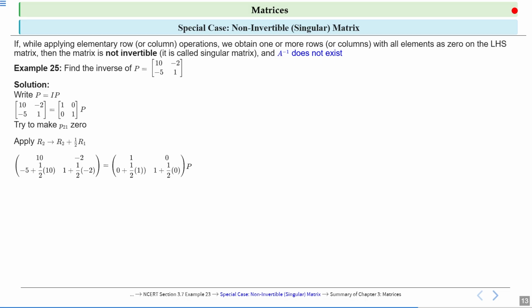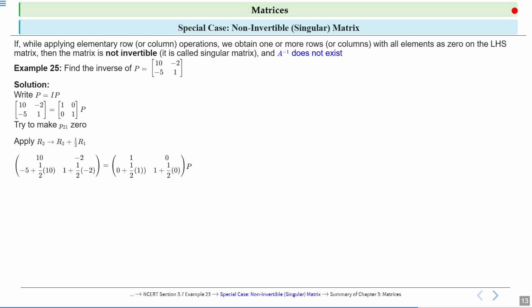1 plus 1 by 2 times minus 2] will be equal to [1, 0; 0 plus 1 by 2 times 1, 1 plus 1 by 2 times 0] times P. Okay, this will be basically our matrix after applying the operation, right?